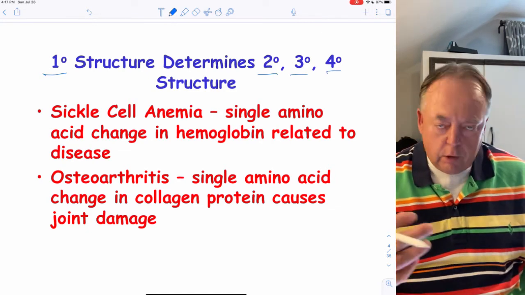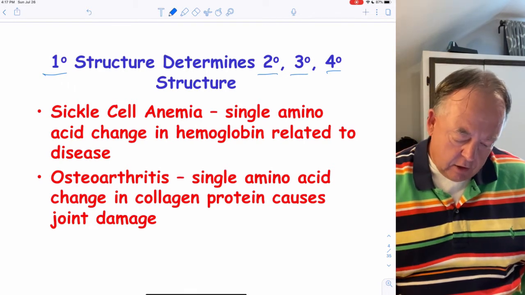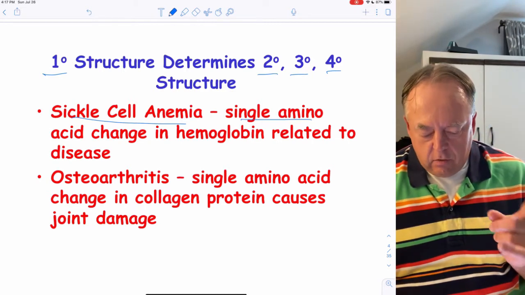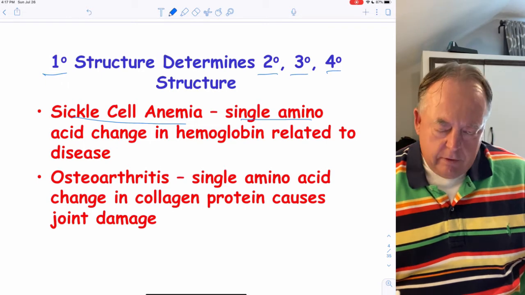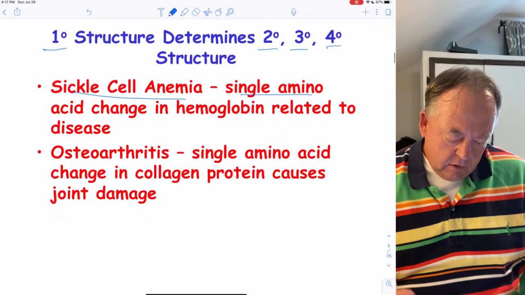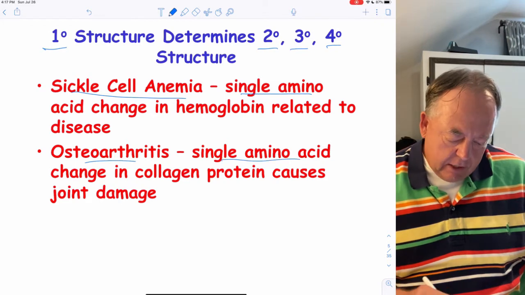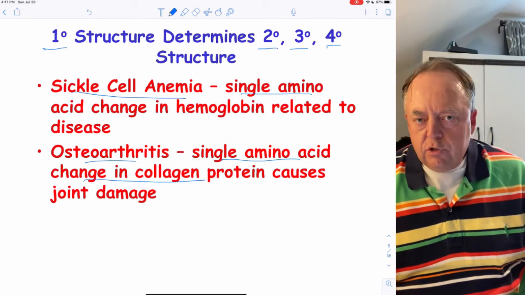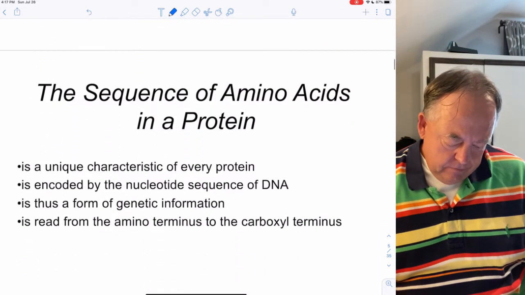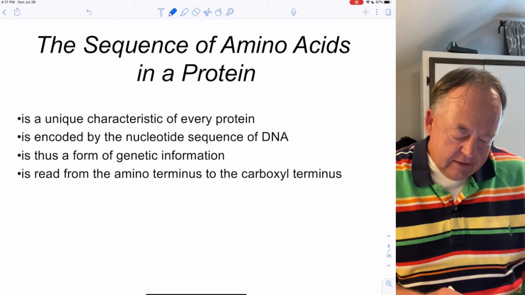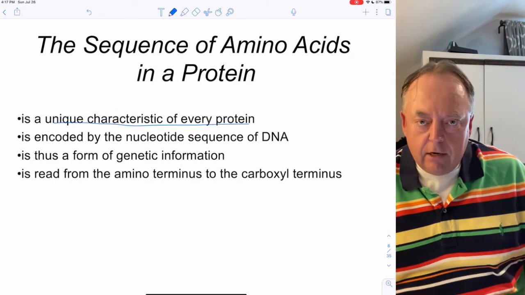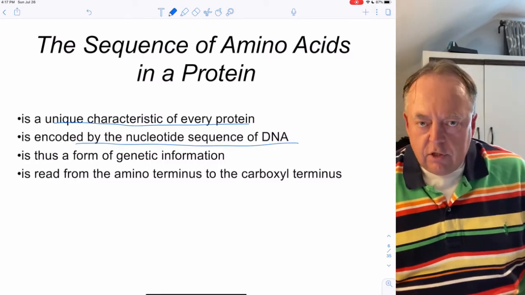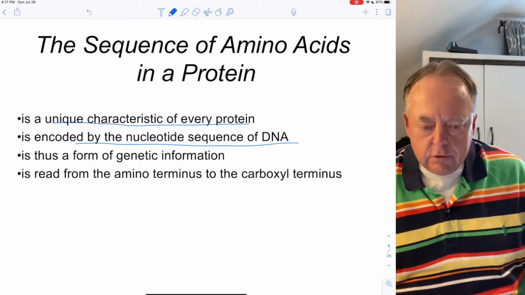Just to illustrate how important the sequence of amino acids is, the disease sickle cell anemia is a result of one single amino acid residue in hemoglobin being different than what it should be. Osteoarthritis: a single amino acid change in collagen protein causes joint damage, so the sequence of amino acids is extremely important. The sequence of amino acids, that's the primary structure. That's a unique characteristic of every single protein. It's encoded by DNA, so there's genetic information in the sequence of a protein.